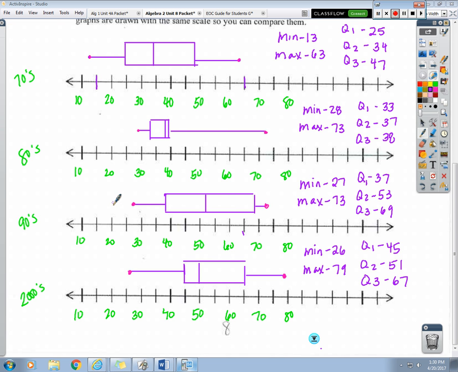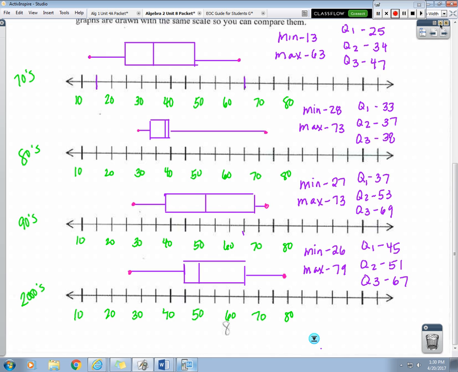In which decade is the total points scored most diverse? This one was a little bit harder just to look at and see. So this is what I would recommend. I would recommend calculating the range and the interquartile range for all of them. Well, we know it's not the 80s, so we won't worry about doing it for it. For the 70s, what is the range? How do you calculate that? Okay, so that would be 63 minus 13, which is 50.